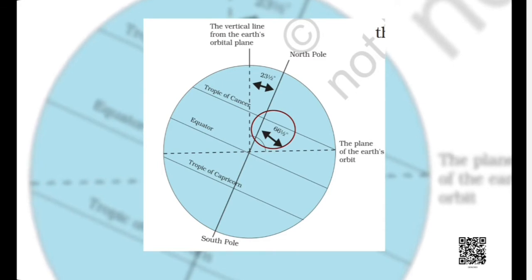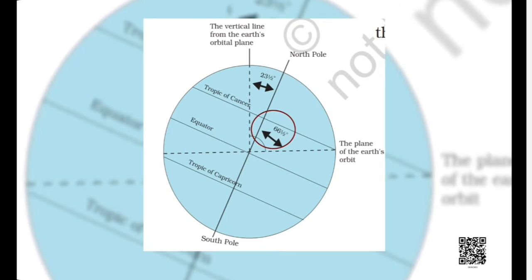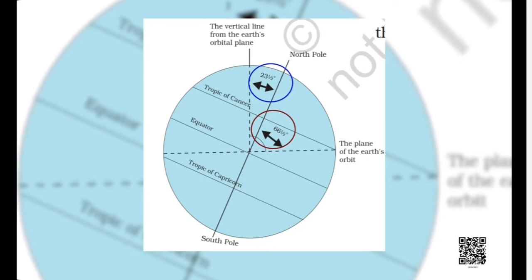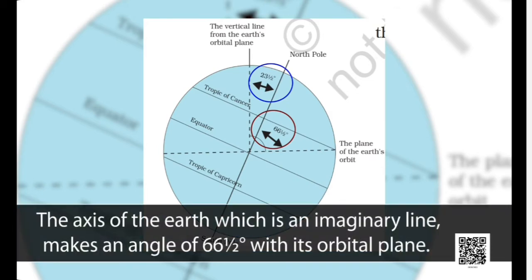66.5 degree with respect to its orbital plane around the Sun, and its axis of rotation is inclined 23.5 degree from the perpendicular with respect to this plane. The tilt of the Earth affects the angle between the sun beam and the normal over a surface. The axis of the Earth, which is an imaginary line, makes an angle of 66.5 degree.